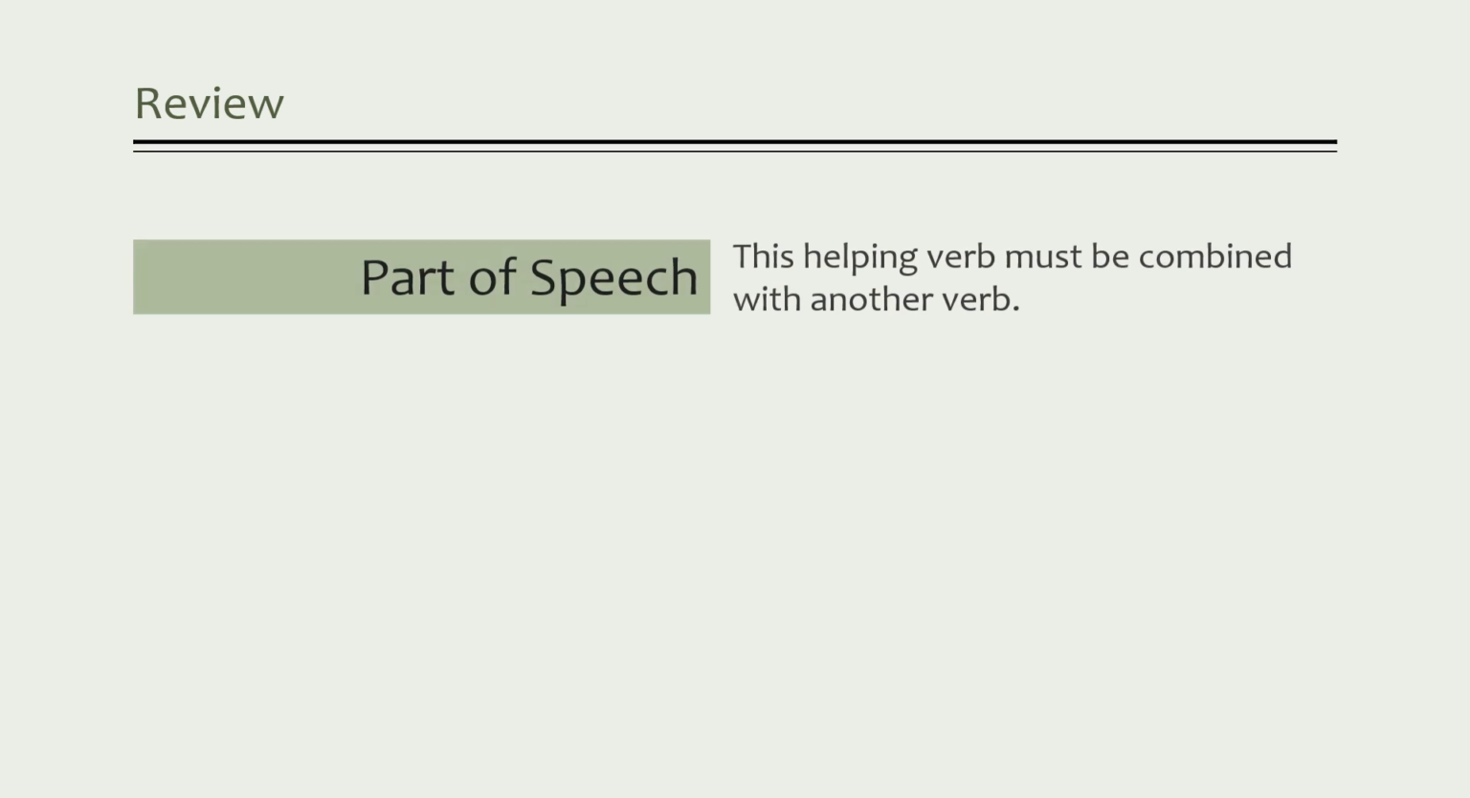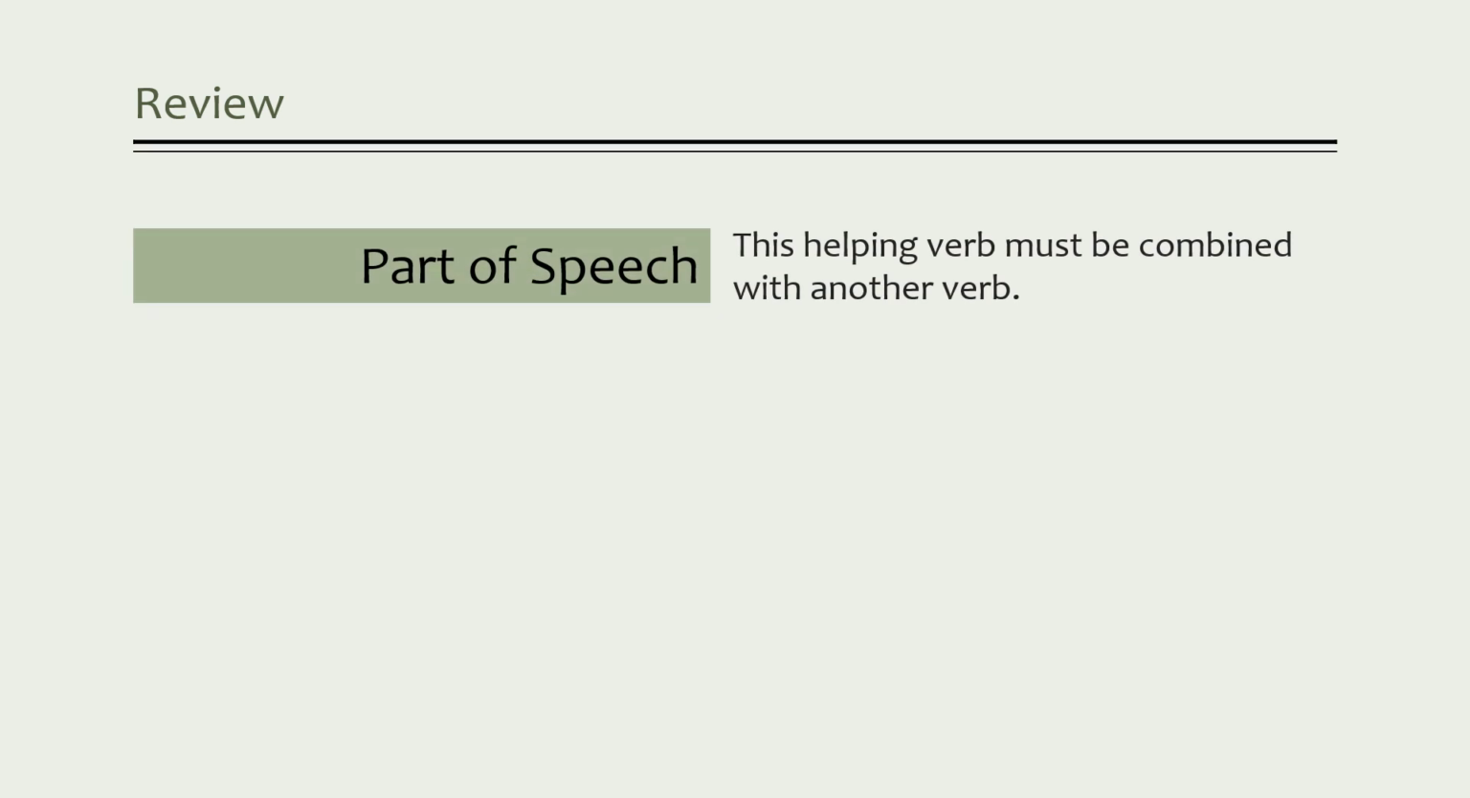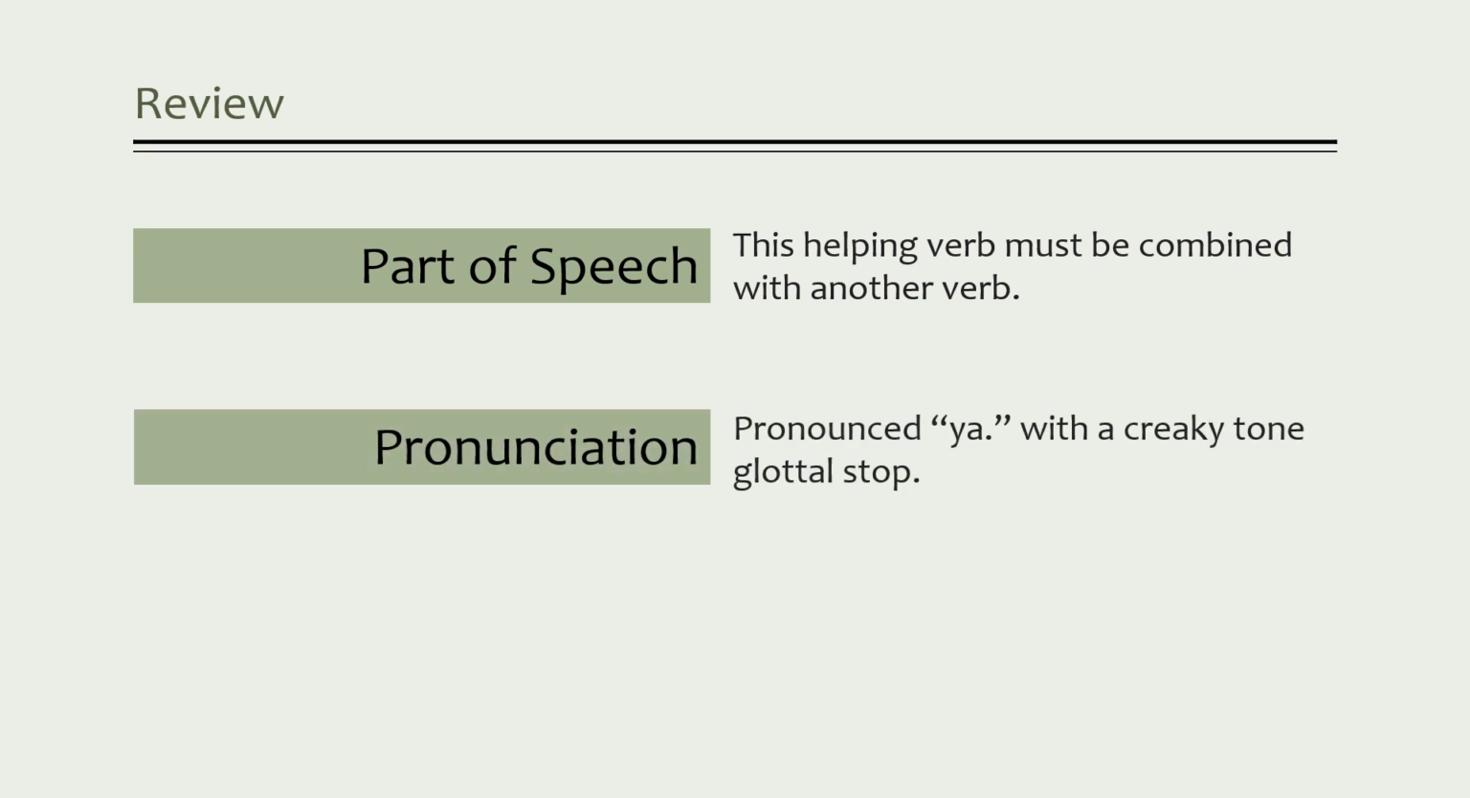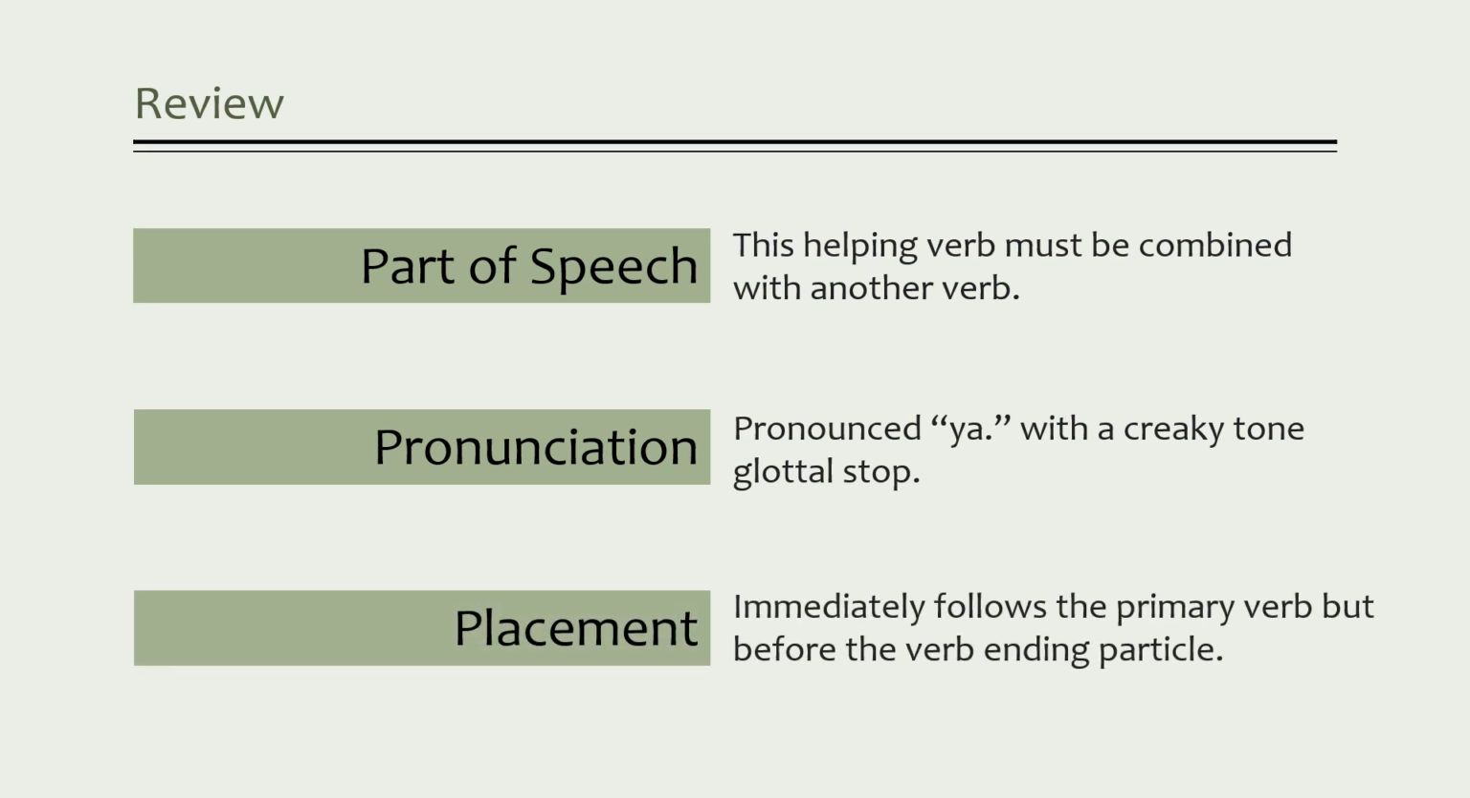So in review, the Myanmar word for must is a helping verb particle that has to be combined with another verb. It's pronounced ya, with a creaky tone. It follows the primary verb, but must have a verb or sentence-ending particle following it in both positive and negative sentences. And that's it for this lesson.